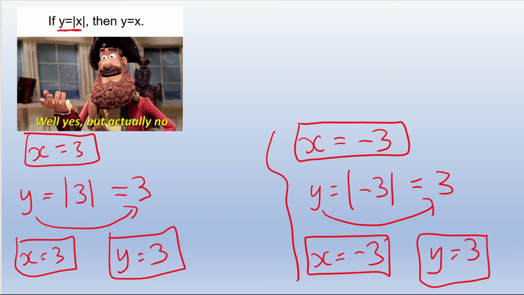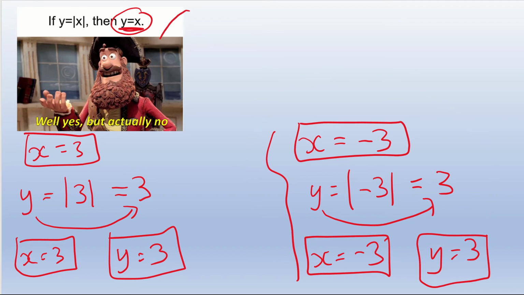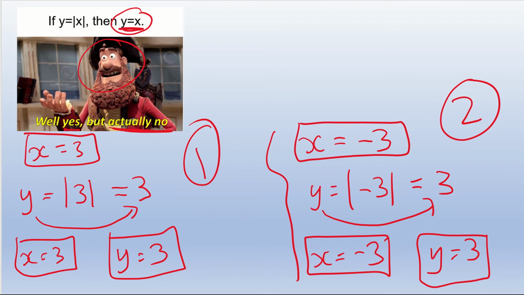So that means my statement here at the very end, y is equal to x, in this scenario over here, is not correct. So you can see the dilemma that the pirate has here. This statement is correct in one way, but not correct in the other. And in an exam situation, you would have to be aware of both of these scenarios. So scenario number 1 over here and scenario number 2 over here. Otherwise, if you're not aware of both scenarios, you might end up losing some marks.